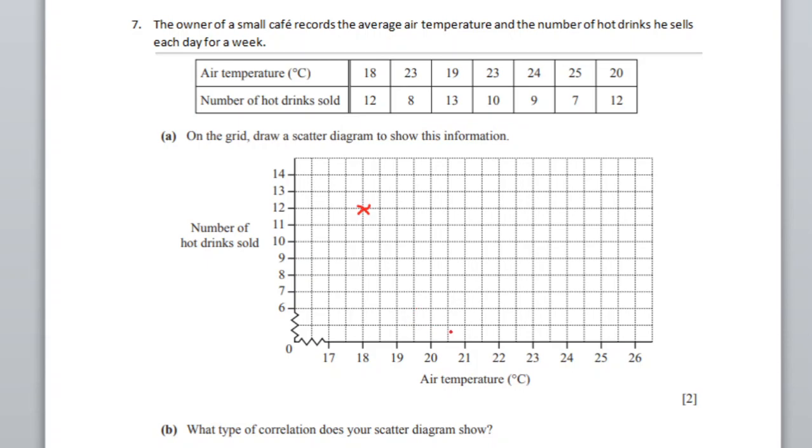then 23, 8. We have 23 over here and 8 here. 19, 13. 23, 10. 24, 9. And 25, 7. And then 20, 12.